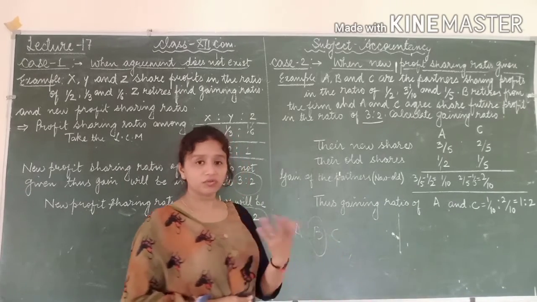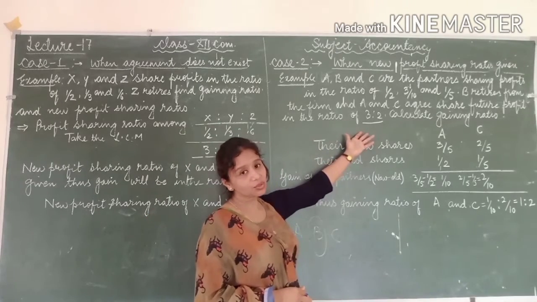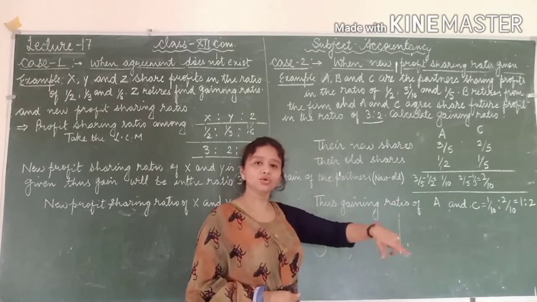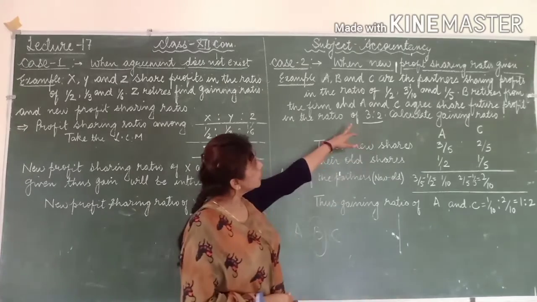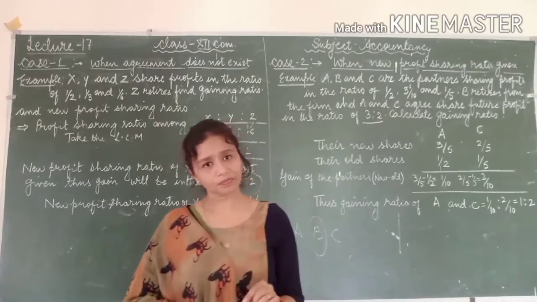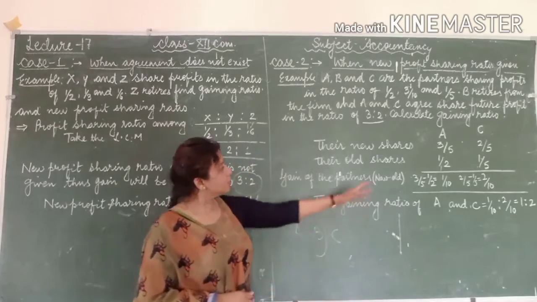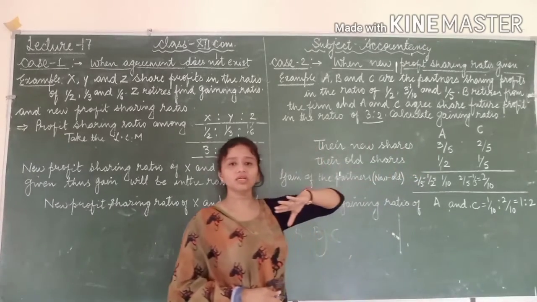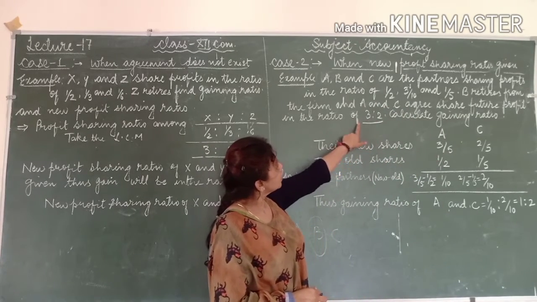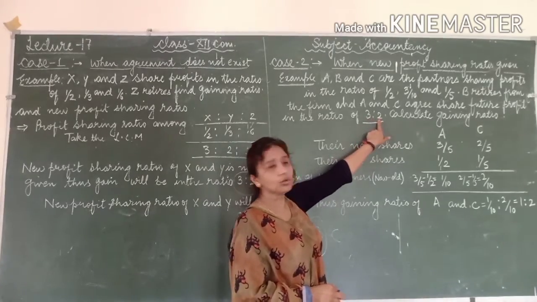Okay, so what will be the formula? If the ratio is given to us, you have the two ratios, the old and the new. You have to subtract the old ratio from the new one. Now see, it is given in fractions. You have to first convert the fractions into a pure ratio. Here the new ratio is given, that is 3:2.